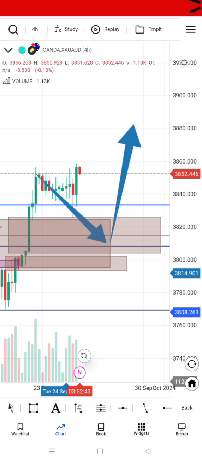So for those who are trading now, you can pick your sell because it must return to this inefficiency. So let's wait and see how gold behaves from now.